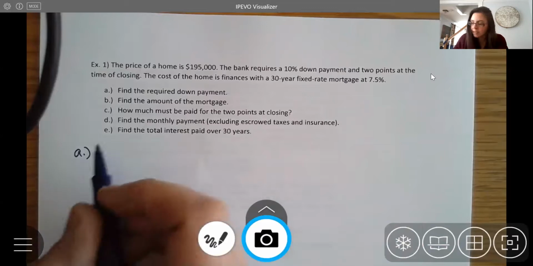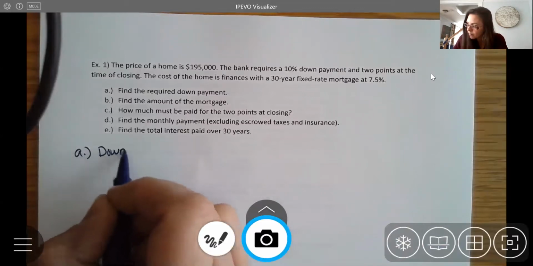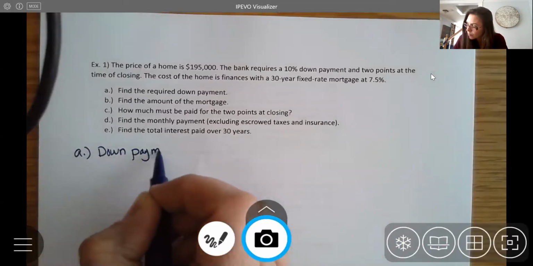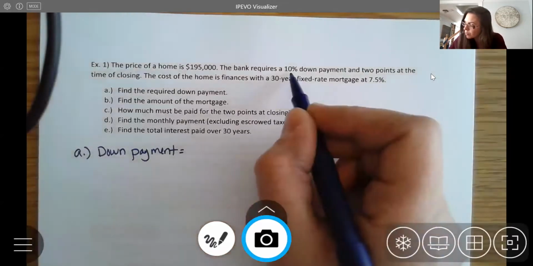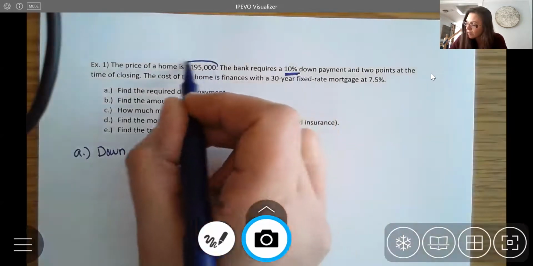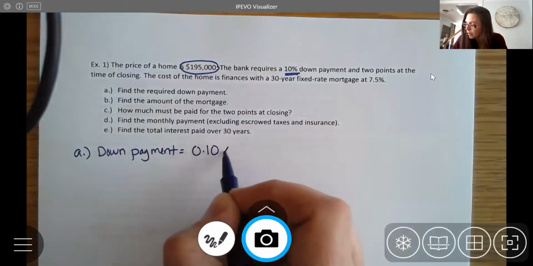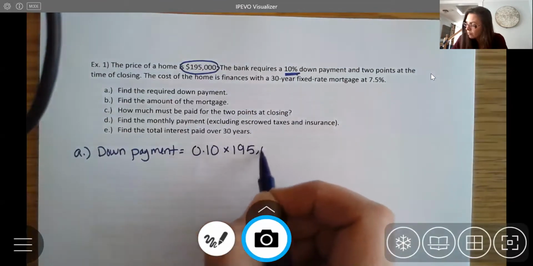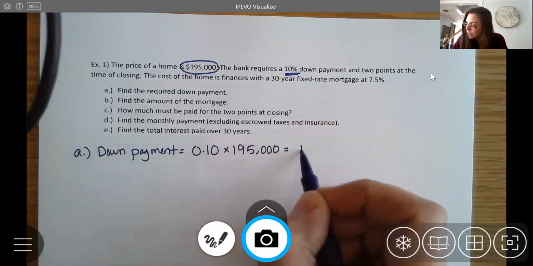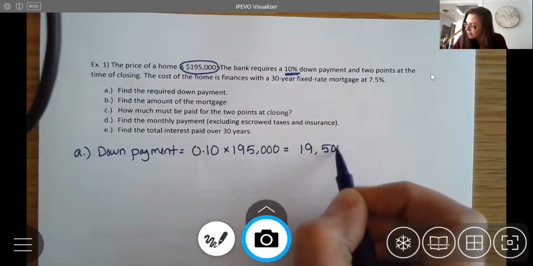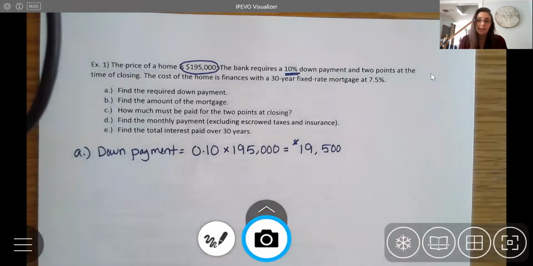So the first thing is, what is the down payment? Well, our down payment here is 10%. That means 10% of the sale price. So 10% is 0.10. So we're going to multiply that by the 195. And we're going to see that $19,500 is a 10% down payment.